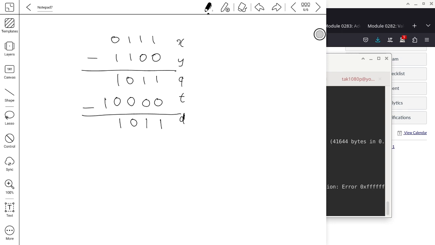So we have worked out a few of the binary subtractions. So now the question is, how do we know the ordering? How do we compare?